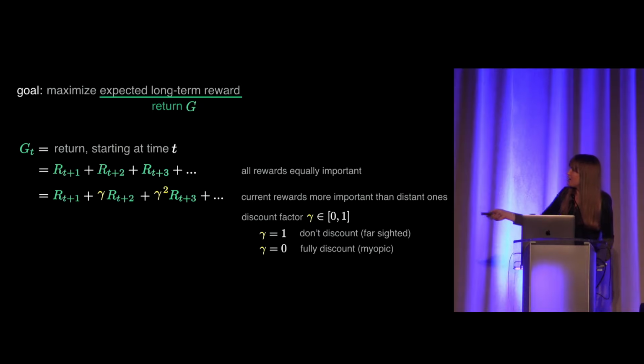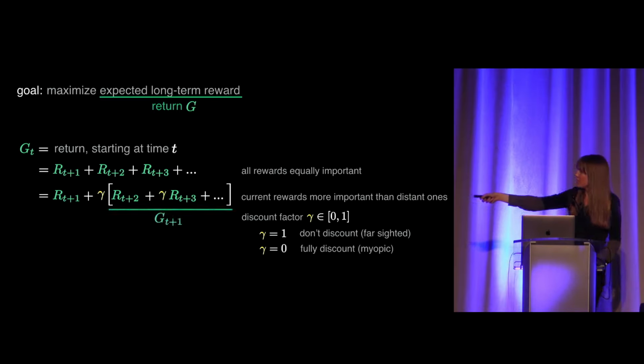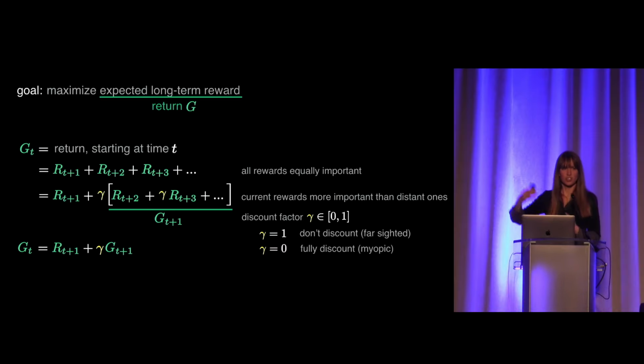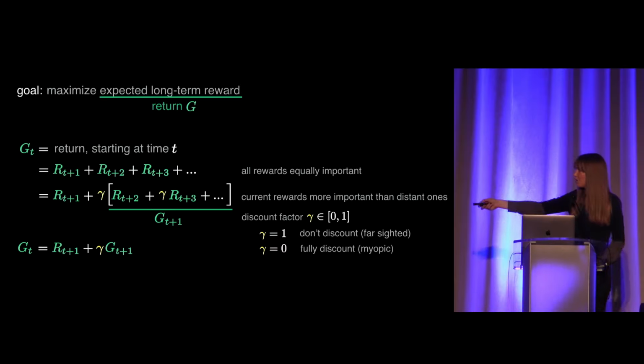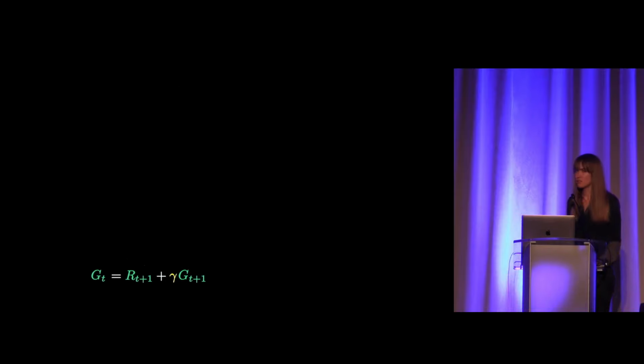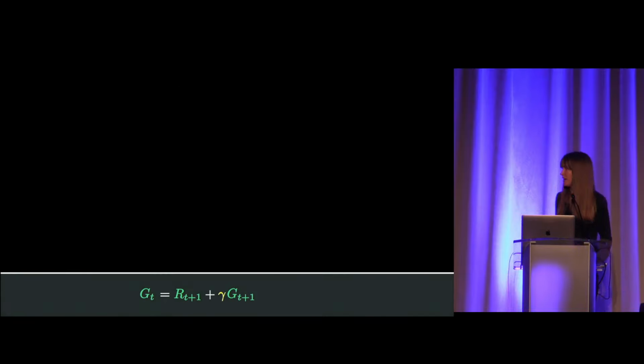Okay. But the one thing that I want to point out here is that when we write the return like this, we can factor out gamma, and we can write the return at time t in terms of the return at time t plus 1. And so we can define a recursive relationship between the return at successive time points. And we're going to take advantage of this relationship in a moment. And so I'm going to set this aside for right now.